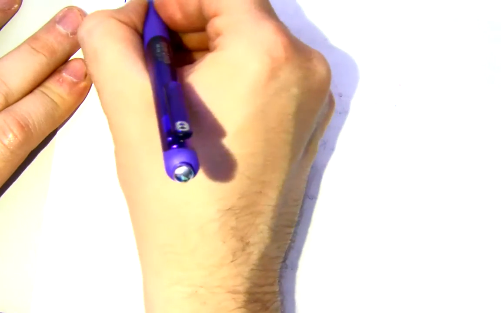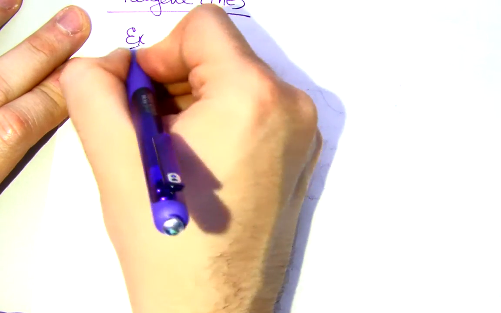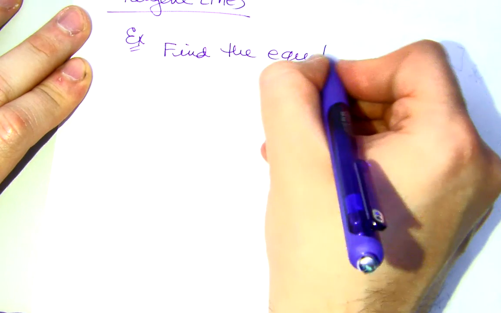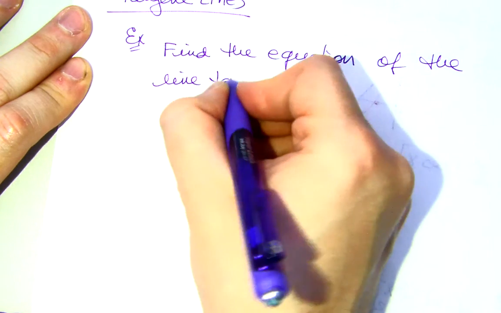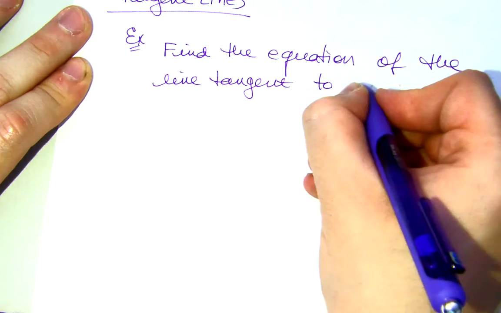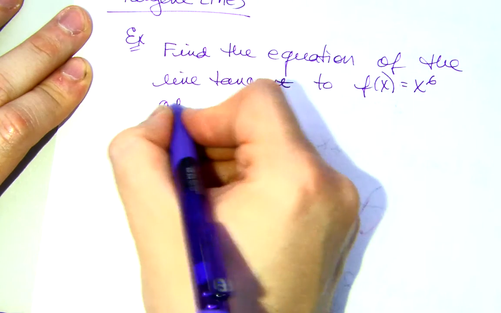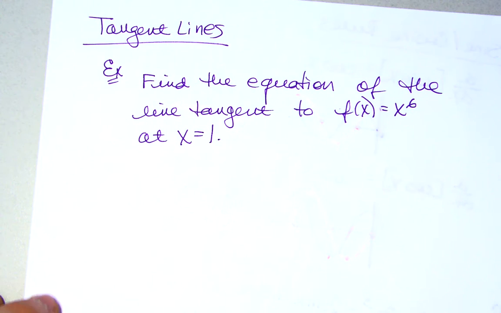No more rules. Let's look at a couple other things. Let's try to do some tangent line problems. Tangent lines. For example, find the equation of the line tangent to f of x equals x to the 6th at x equals 1. I want to write an equation of a tangent line to f of x equals x to the 6th. I want to do this at x equals 1.